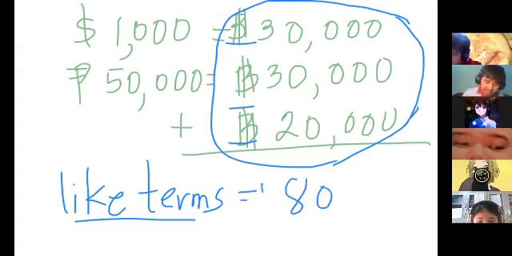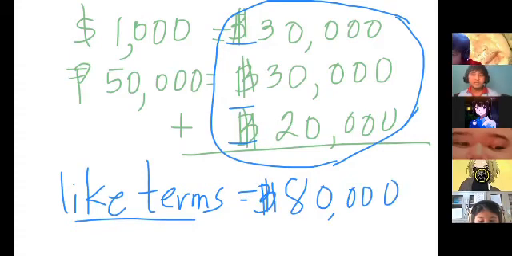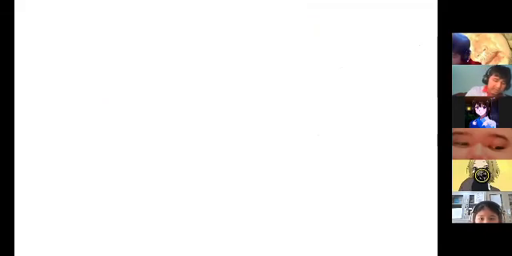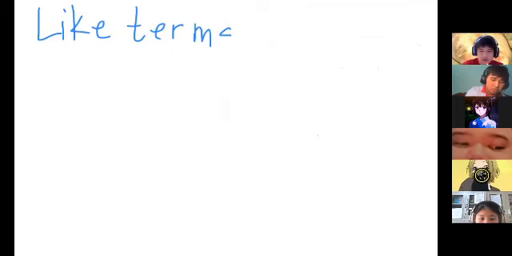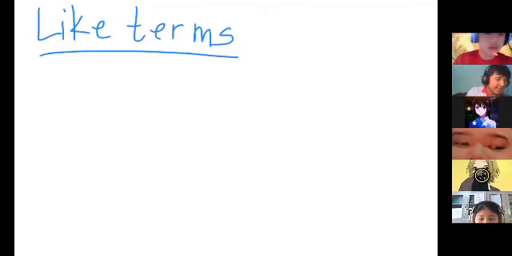So this is 80,000 baht. All right. So when you go to, for example, the USA, you use a different kind of money. Or if you go to the United Kingdom, I think they use euros. So whatever you bring with you, baht, you have to change it to their currency. So that's what you're going to learn. What do you mean by like terms? That's the idea when you add two things. You can only add two things if they are like terms.